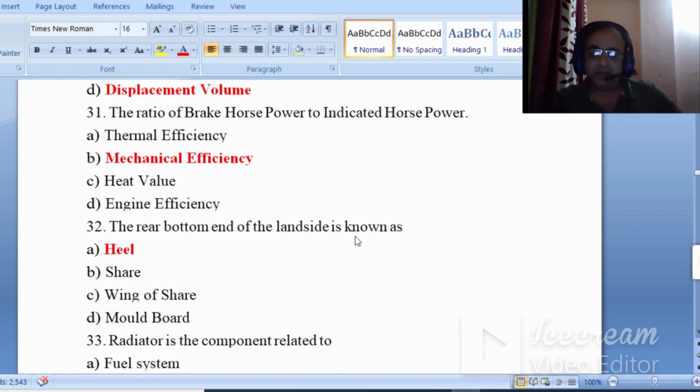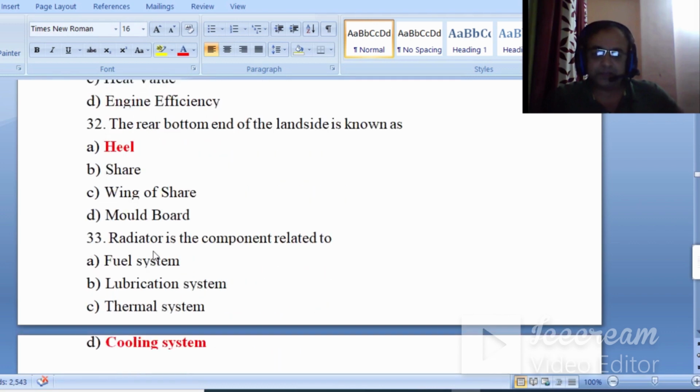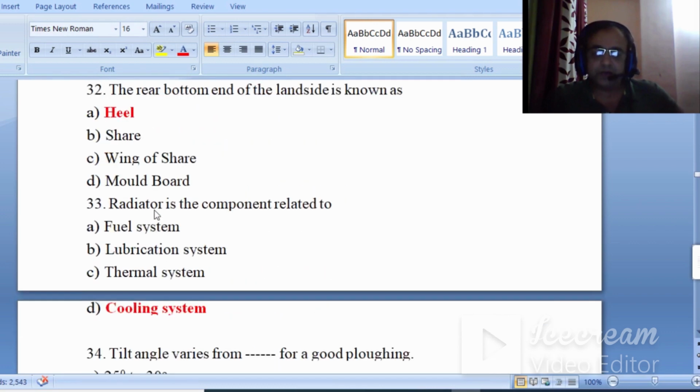Then there are some questions on MB plow or primary tillage implements, like the rear bottom end of the land side. Rear means the back side, so the back bottom end of the land side is known as the heel of the land side. Then you should also know where the radiator is used. The radiator is a component related to the cooling system. It is not related to the fuel supply system, lubrication system, or thermal system.